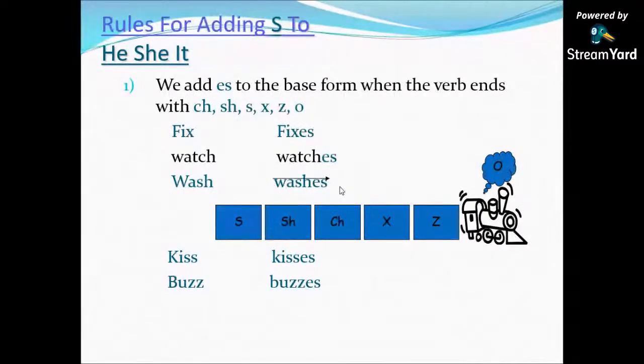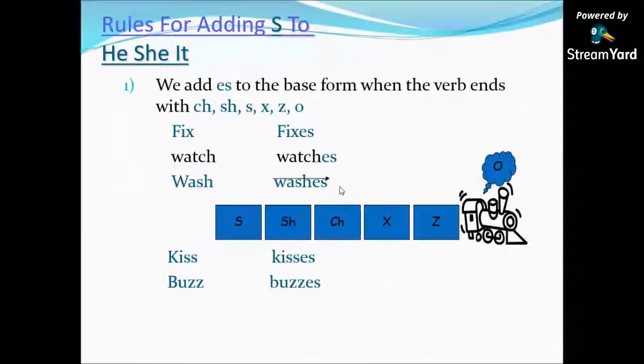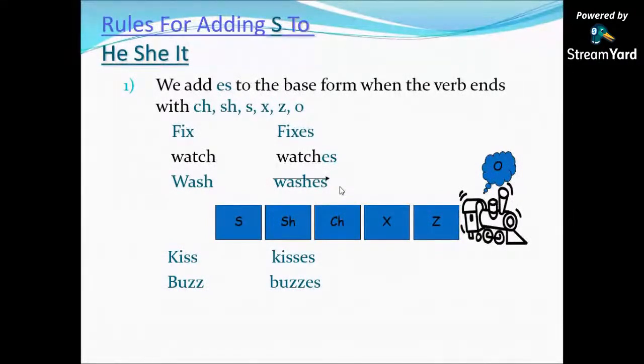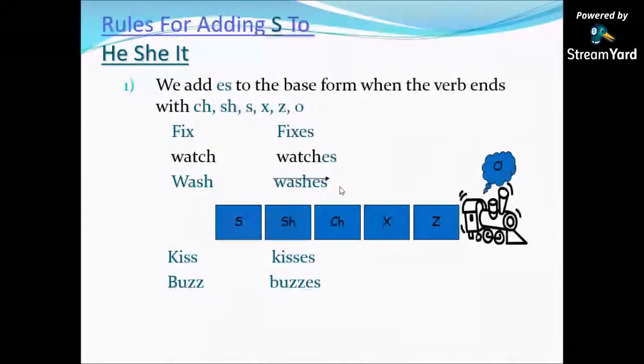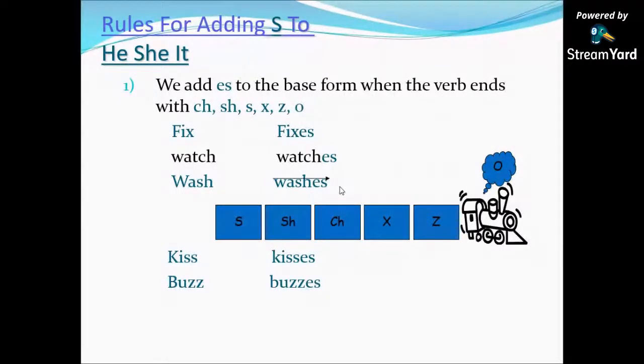We add an ES ending to the base form when the verb ends with CH, SH, S, X, Z, or O. For example, fix turns into fixes. Watch turns into watches. Wash turns into washes. Kiss turns into kisses. And buzz turns into buzzes.